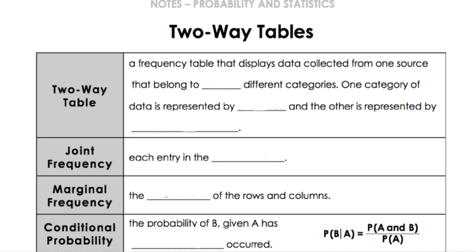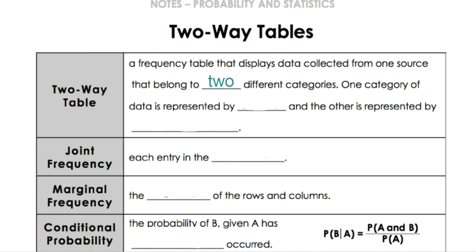A two-way table is a frequency table, which just means it's a table representing some data from a source that belongs to two different categories. So we're collecting data, asking people questions, and talking about two different categories within this data. So maybe it's male and female and has a license or doesn't have a driver's license, something like that. So two different categories of information that we're gathering.